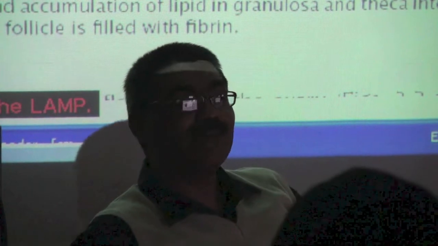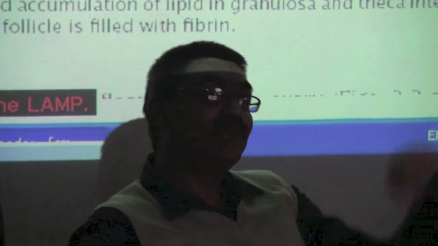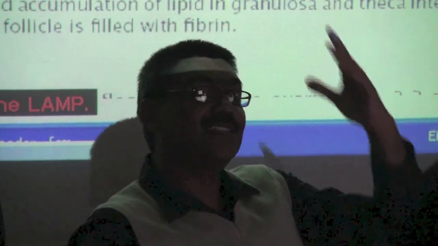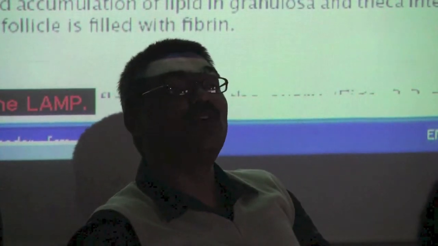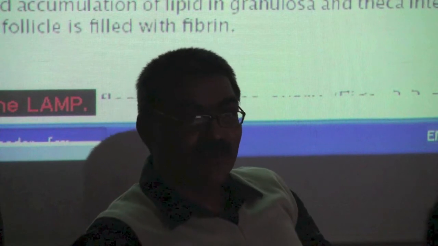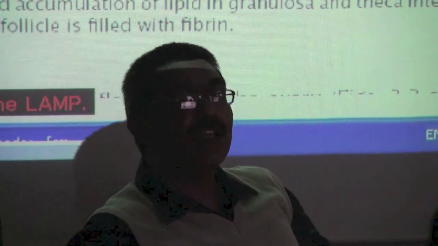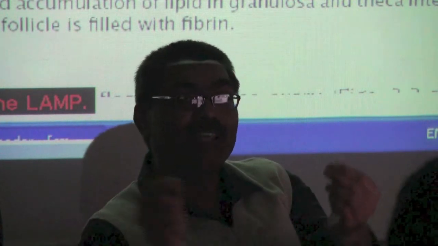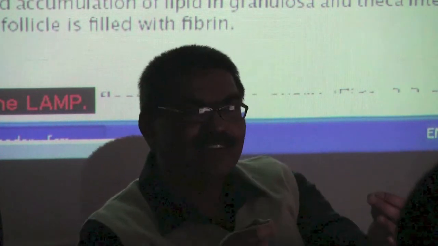Number two, when LH comes, the stromal cells present in the ovary start releasing an enzyme called collagenase. What is the name of the enzyme? Collagenase. So when collagenase is released, it breaks down the collagen fibers.